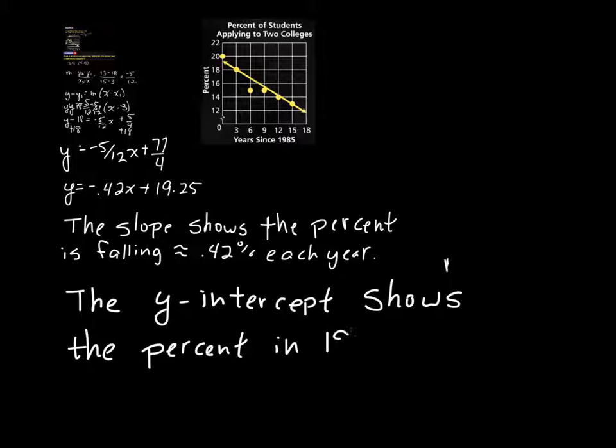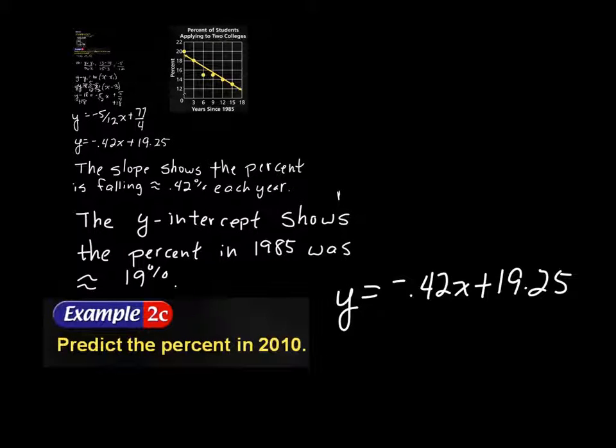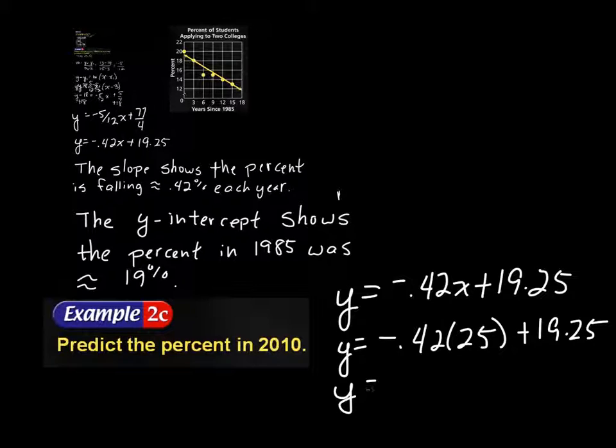The y-intercept shows the percent in, this is years since 1985, should have been about 19%. To predict the percent in 2010, we're going to take the prediction equation that we found, and 2010 is 25 years after 1985, so we're going to replace x with 25 and put it in the calculator, and we get about 9%.